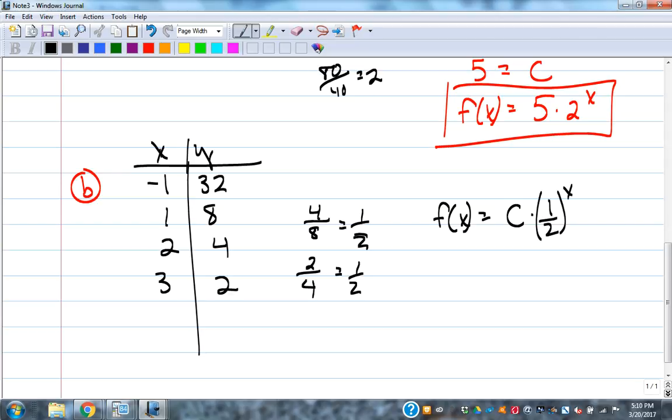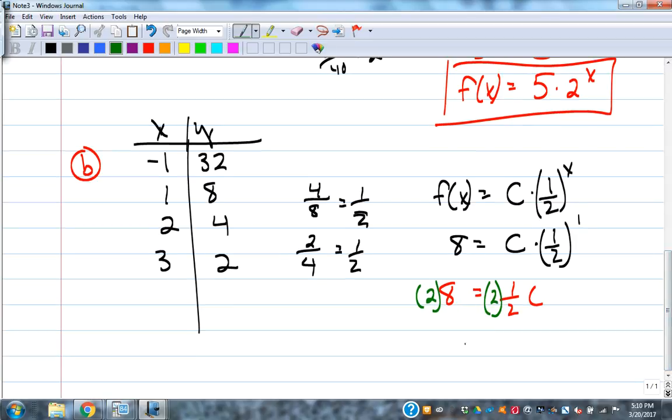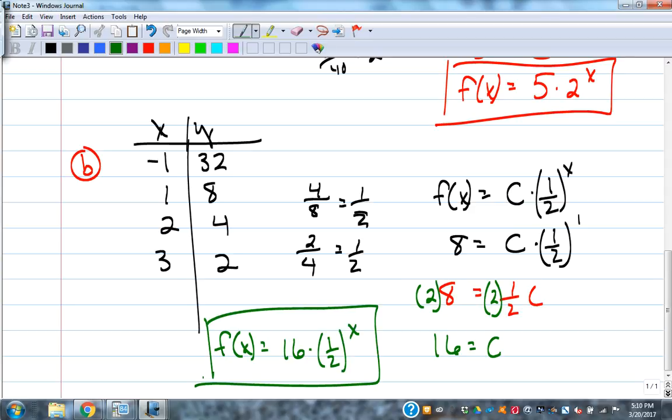All right, so let's find the C. And again, I would use the easiest one possible. So I'm going to use the 1, 8. y is 8. C times 1/2 to the first power. So that's 1/2 C is equal to 8. And that's just regular algebra. Multiply by the reciprocal. C would be 16. So our function is 16 times 1/2 to the x. And we can find that function based on the ratio being the same. If the ratio is not the same on your sequential y values, then it's not exponential.